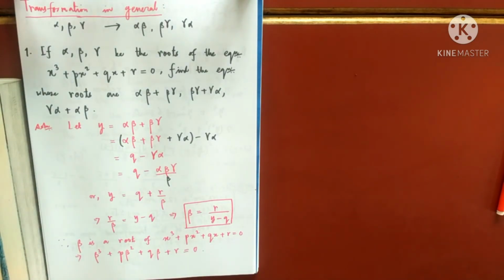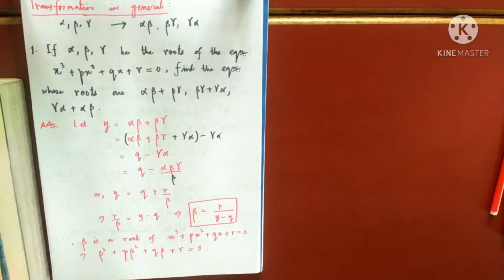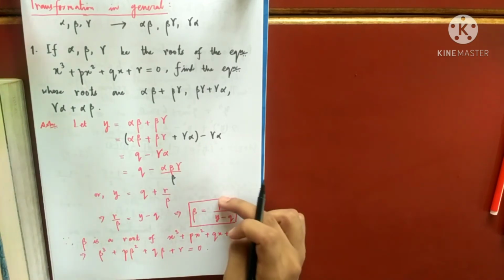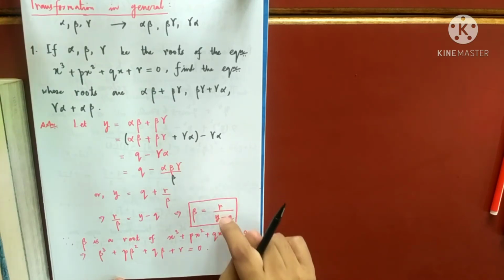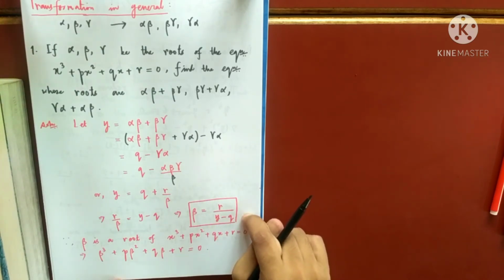So see up to here. If you have any doubts, any queries, you may copy it down. So now as you can see, because beta is a root, beta will satisfy the given equation. Now instead of beta you put this. Wherever there is beta you put r by y minus q. Okay, so what will I get?